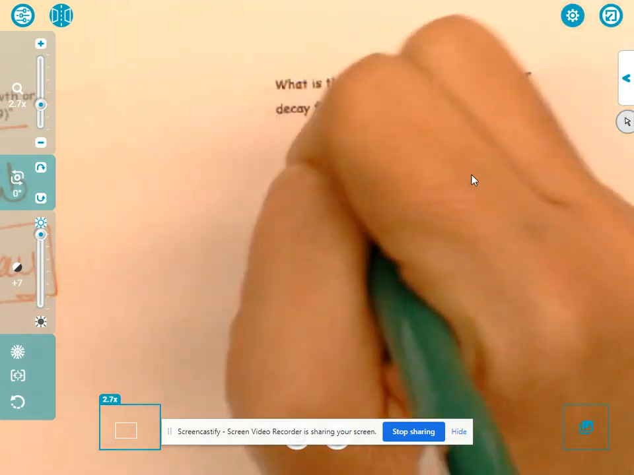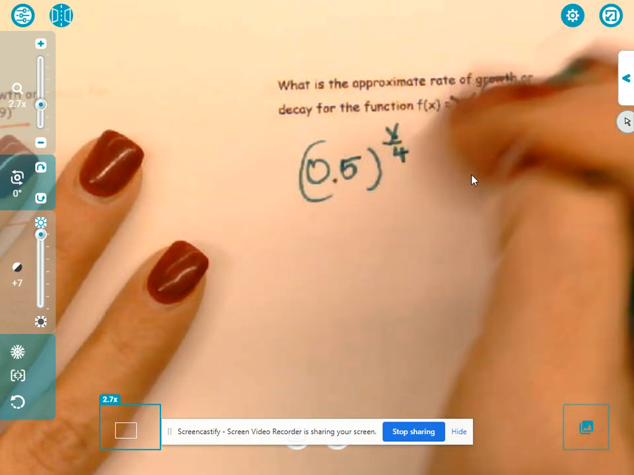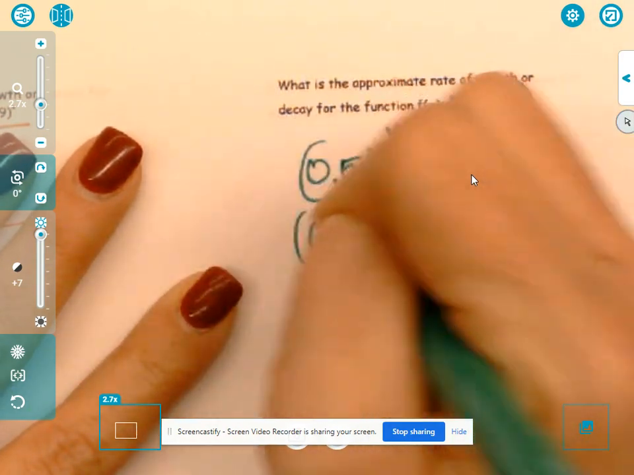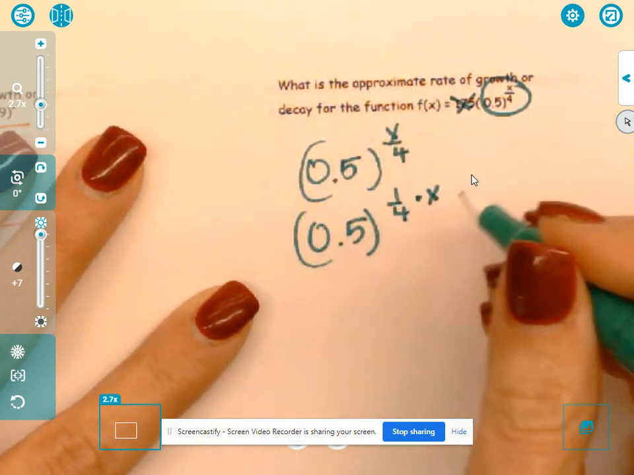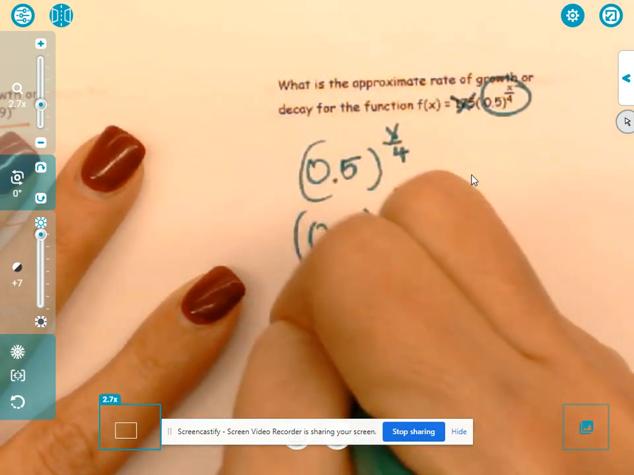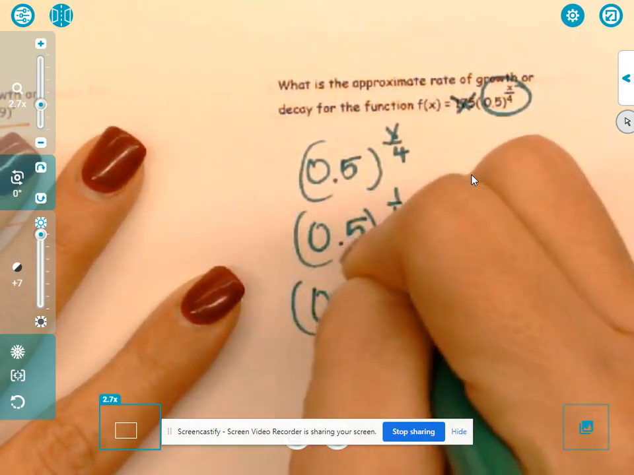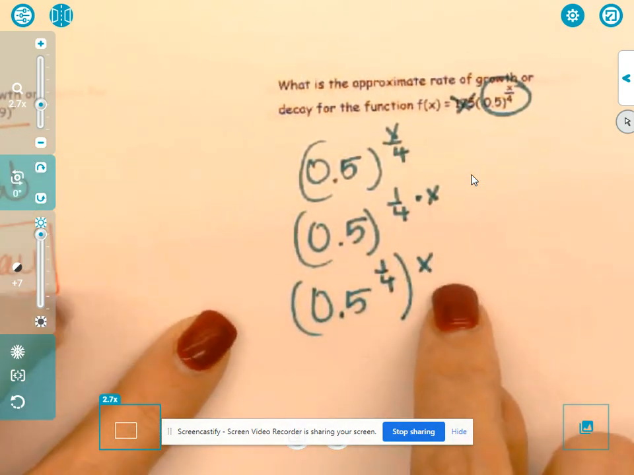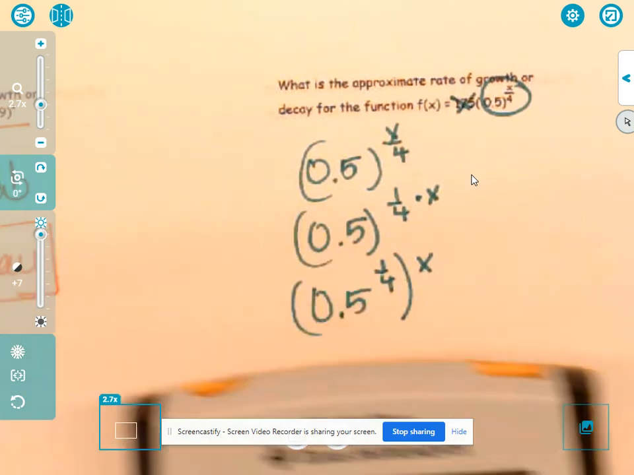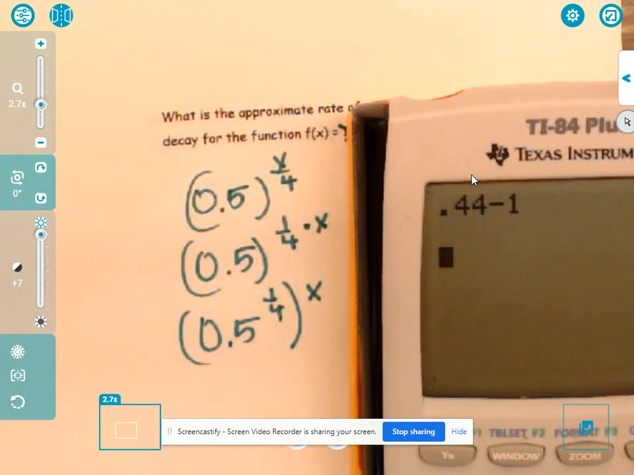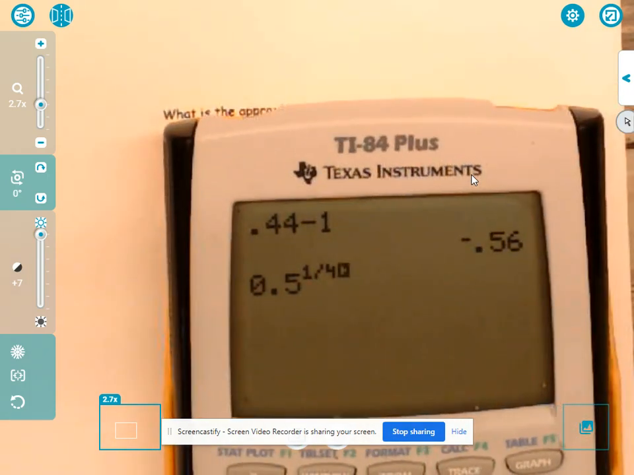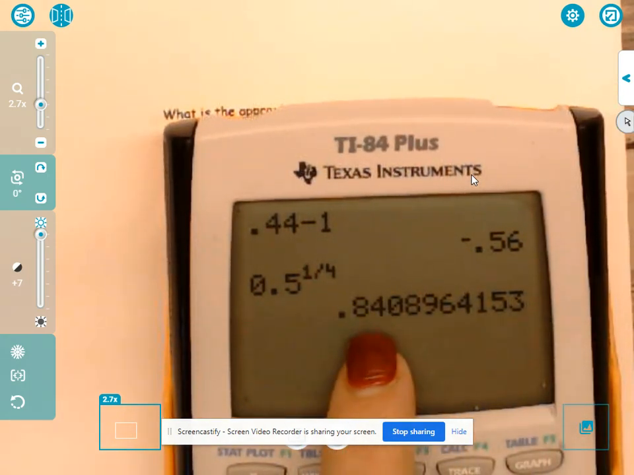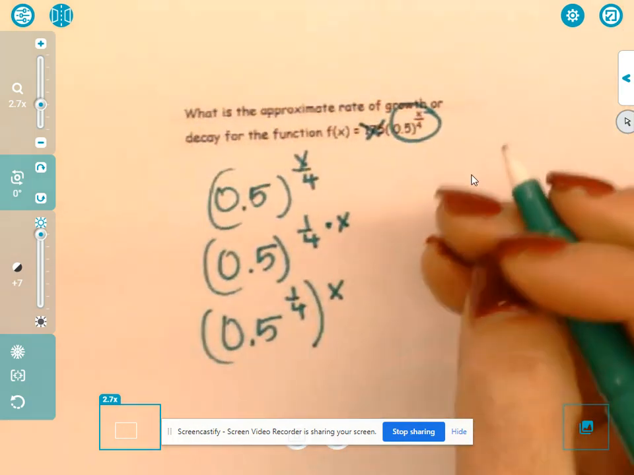Okay, so what I'm going to do is use my exponent rules. Again, I'm ignoring this right now. I'm right here, 0.5 to the x over 4. I can rewrite that as 0.5 to the 1/4 times x. And remember, knowing our power to a power rule, when it's a power to a power, you multiply. So I can move that 1/4 inside with my 0.5, and now I have my x. So then all I'm going to do on my calculator is type 0.5, and I'm going to raise it to the 1/4 power.